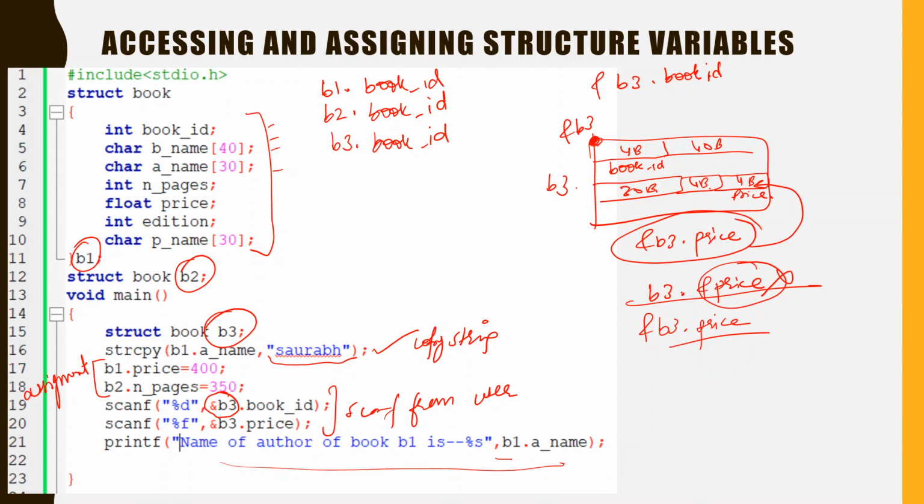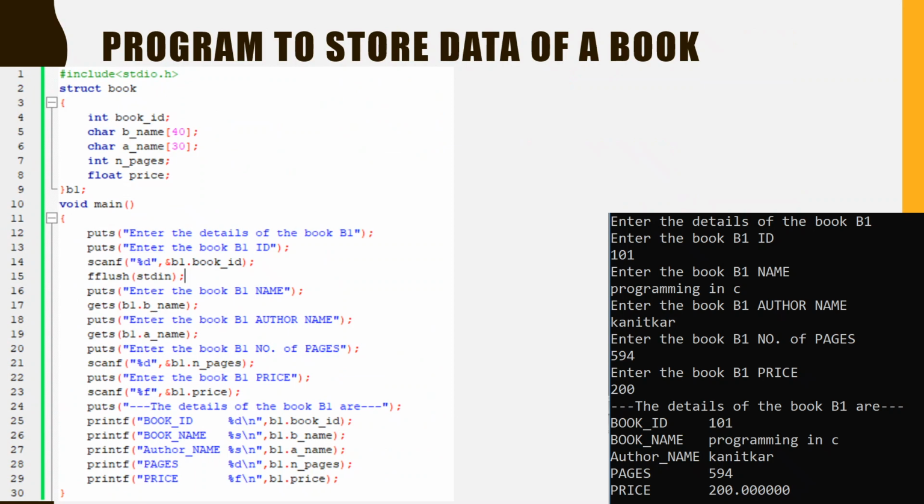Okay, and one more thing you can note, that inside main we have access to b1 and b2, which are the global structure variables. Since these are global and have not been defined inside main, even then main is able to access b1 and b2. Why? Because they are global variables. So this is all about accessing and assigning structure variables.